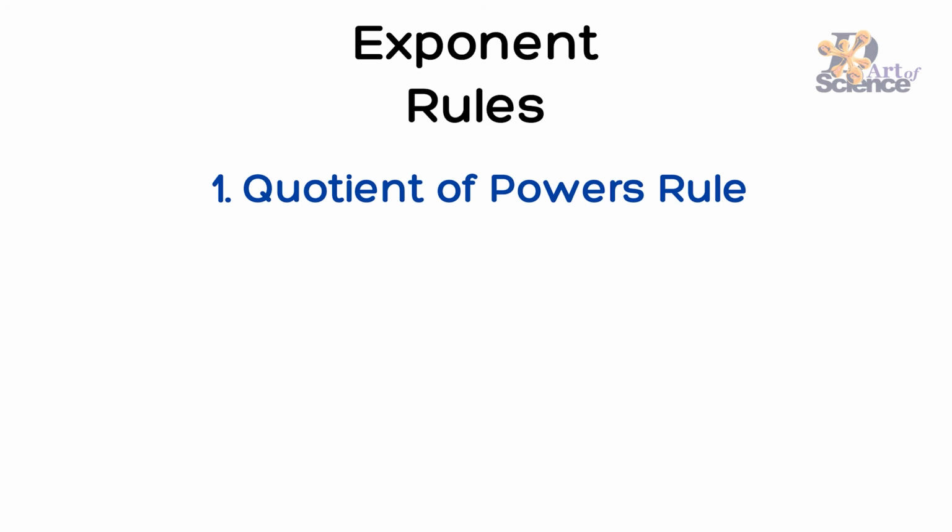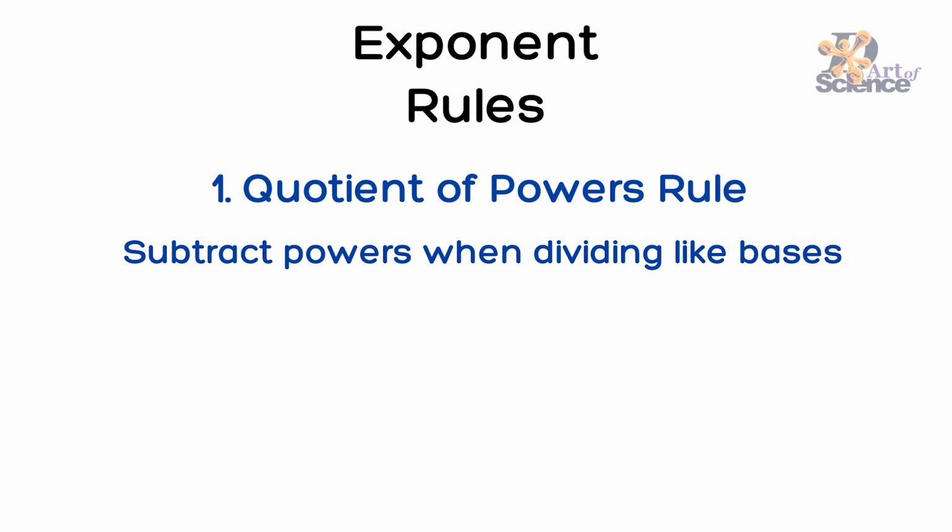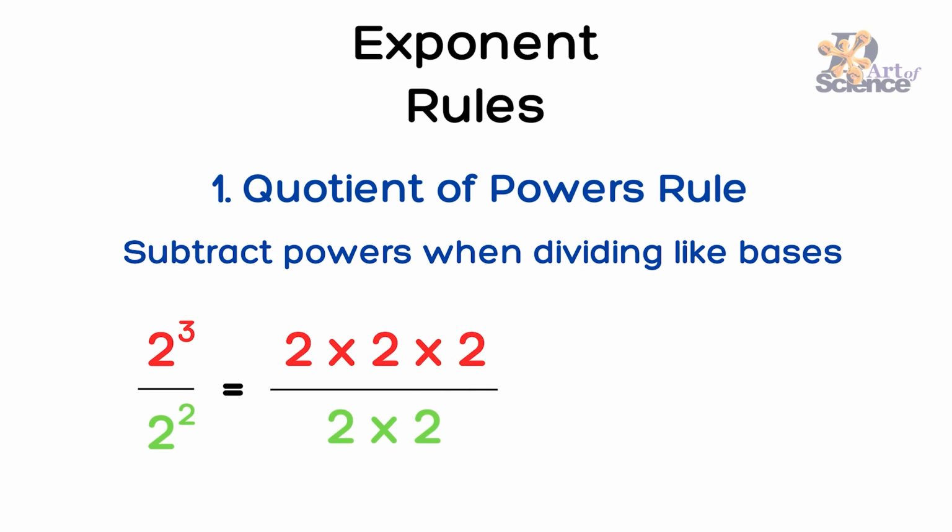This rule is called the quotient of powers rule, and it says that you need to subtract the powers when dividing like bases. Let's take the same example, which is 2 raised to the power 3 divided by 2 raised to the power 2. Now when you expand it, you can simply write this as 2 times 2 times 2 divided by 2 times 2. Now we can simply cancel the 2's out and we are left with 2 divided by 1. Now 2 divided by 1 is obviously only 2. And if you recall, any number raised to the power 1 is the number itself. So we can write this 2 as 2 raised to 1.